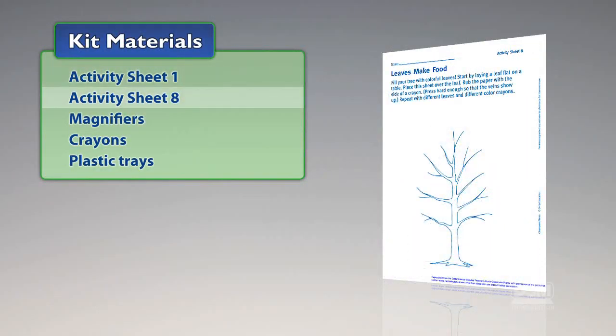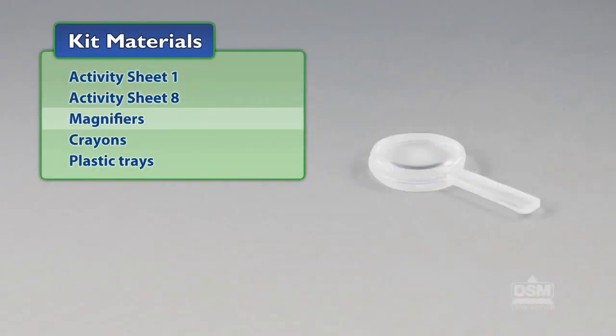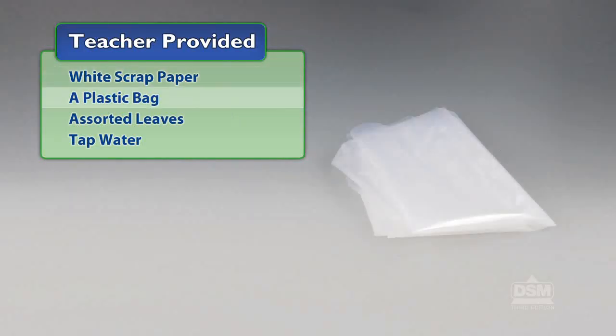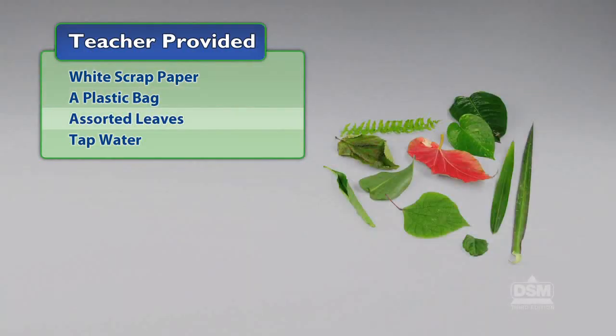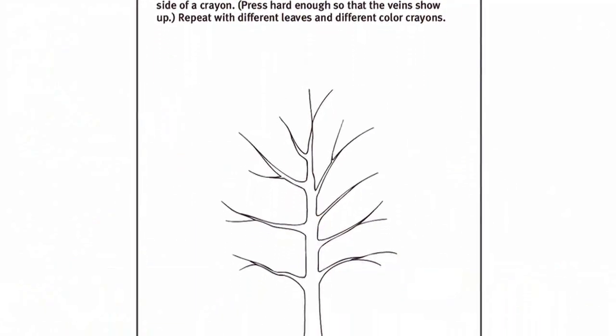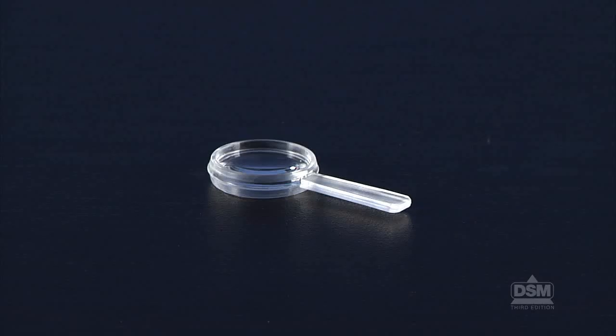You will need the following materials from the kit: Activity Sheet 1, Activity Sheet 8, magnifiers, crayons, and plastic trays. You will also need to provide white scrap paper, a plastic bag, assorted leaves, and tap water. To prepare for the activity, make a copy of Activity Sheet 8 for each student. Students will also need their copy of Activity Sheet 1. Each student will need a magnifier.